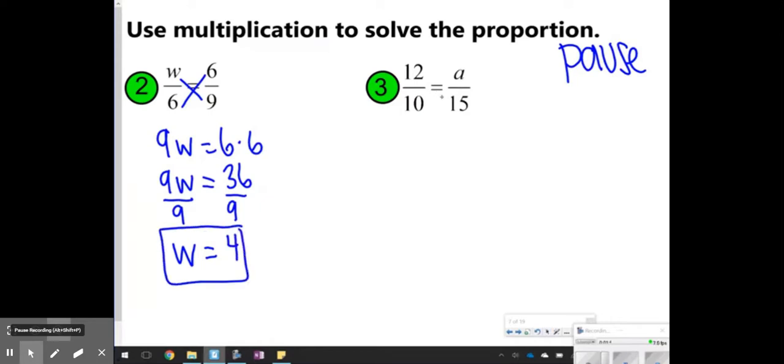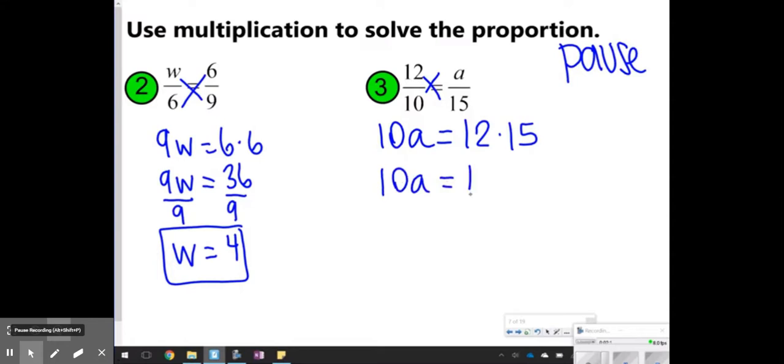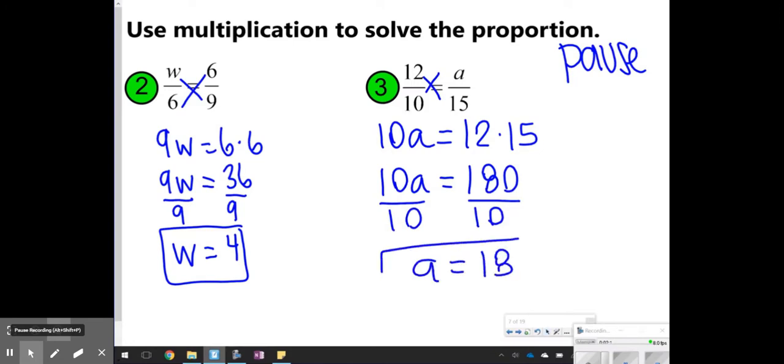For number 3, again cross multiplying, 10 times a and 12 times 15. 10 times a is 10a, and 12 times 15 is 180. And then I'm going to divide both sides to isolate the variable. A is equal to 18. How'd you do?